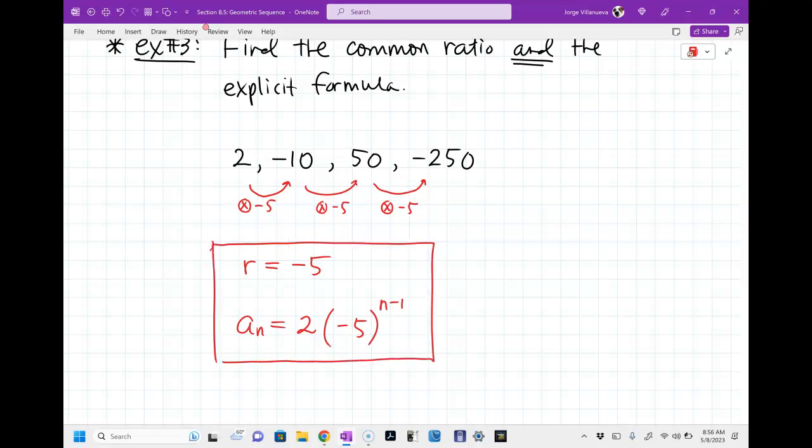So notice they give you everything you need for this problem. You just got to be able to see it. It's there. It's not hidden or anything. They're not trying to be sneaky. Just look for the first term, figure out your r value.